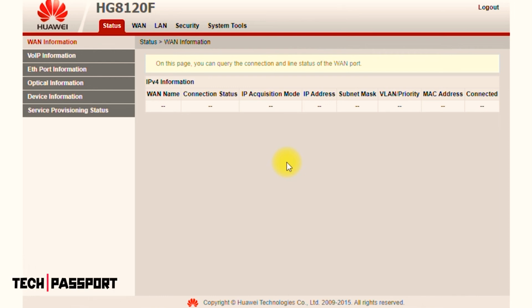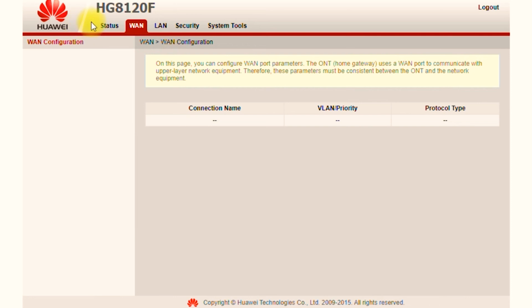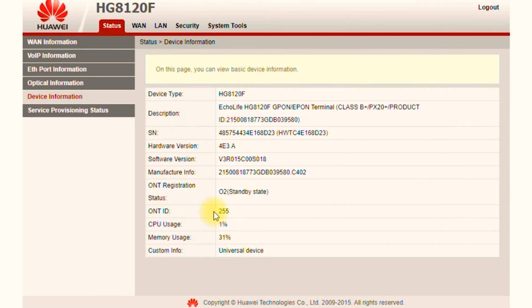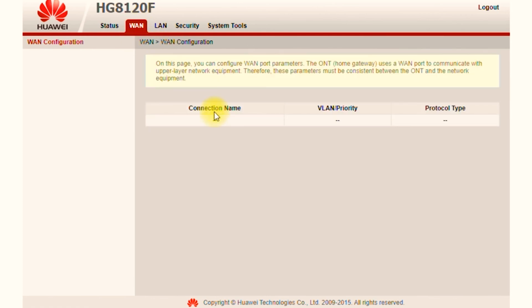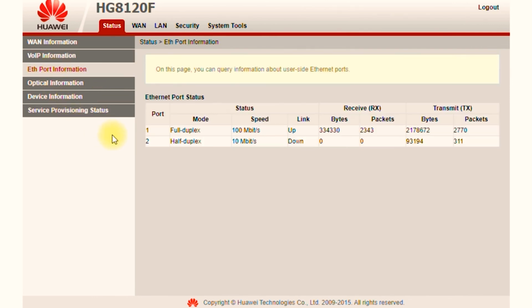The Huawei EchoLife HG8120F is a GPON, gigabit-capable passive optical network terminal that provides high-speed data transmission and voice services. It is typically used by service providers to deliver fiber to the home (FTTH) or fiber to the building (FTTB) services. The HG8120F supports GPON and POTS, plain old telephone service, interfaces, and provides one GPON port and one POTS port. The GPON port supports both upstream and downstream data transmission, while the POTS port can be used for voice services.